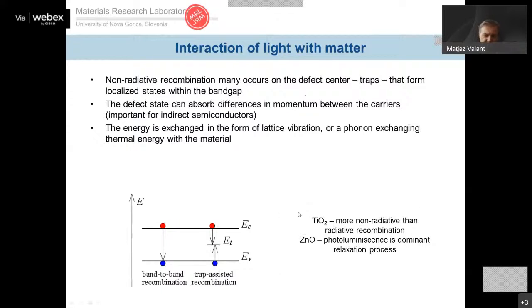So we can talk here about two different materials that behave very differently. I already mentioned one very popular photocatalytic material is titanium dioxide, and another is zinc oxide. In titanium dioxide, we will have more non-radiative than radiative recombination, while in zinc oxide, the photoluminescence is the dominant relaxation process. And photoluminescence, of course, is radiative recombination, because it is luminescence, so it emits some light.